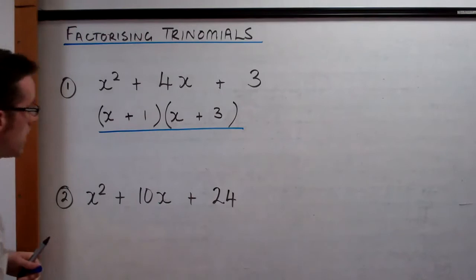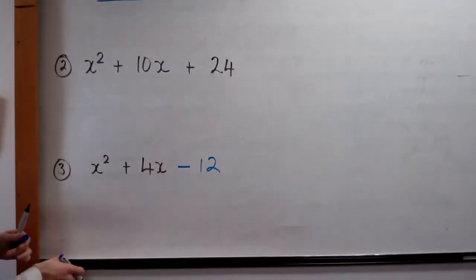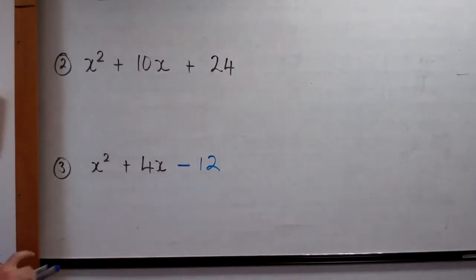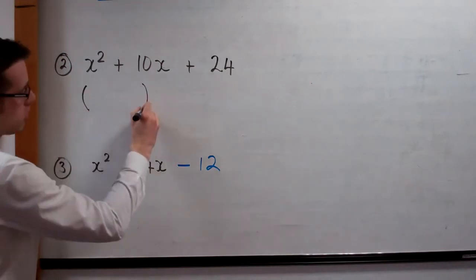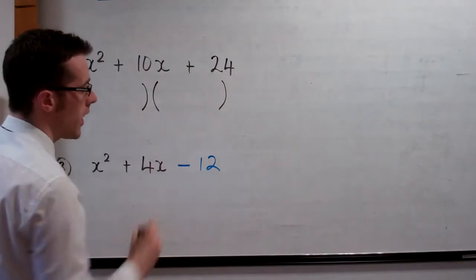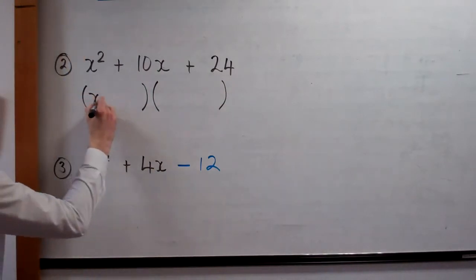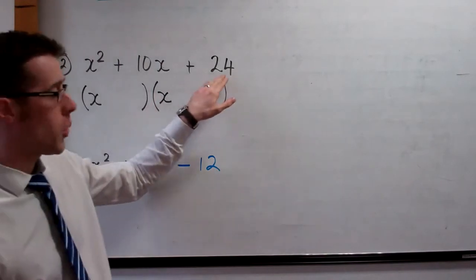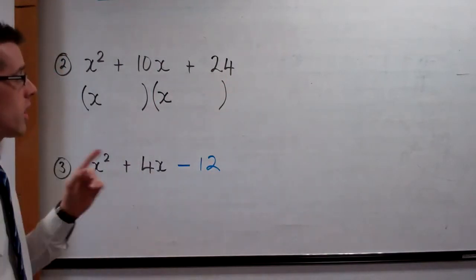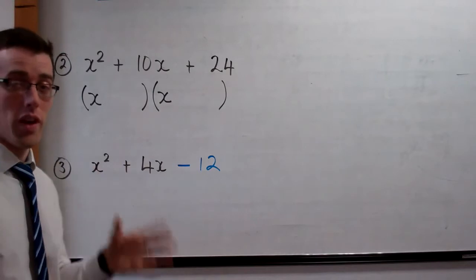Now, if we look at the next example, we have x squared plus 10x plus 24. Now, again, have a structure to your answer. So put the brackets down first of all. It's x we're dealing with, so put the x's in. Now, 24 has got quite a few factors, so I think it would be a good idea if we write them down.